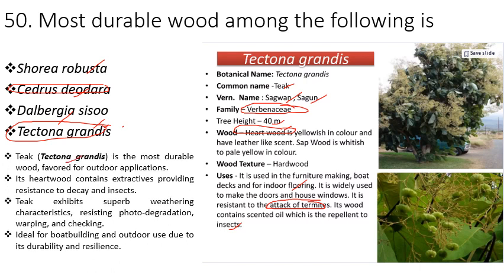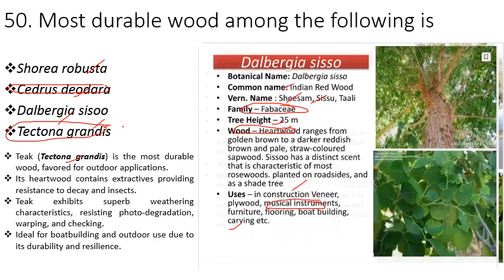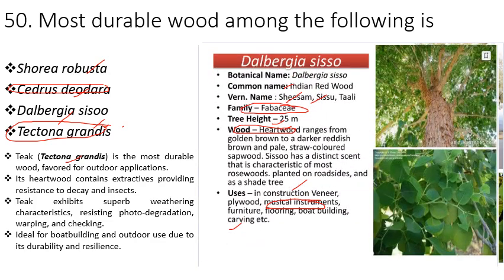So this Tectona grandis is the most durable wood and is mostly used for making buildings or boats or indoor flooring, etc. Next we have Dalbergia sissoo, commonly known as shisham. It is also known by the name Indian redwood. In Punjab it is known by the name tali. It belongs to family Fabaceae, that is the legume family, and the tree height may reach up to 25 meters.